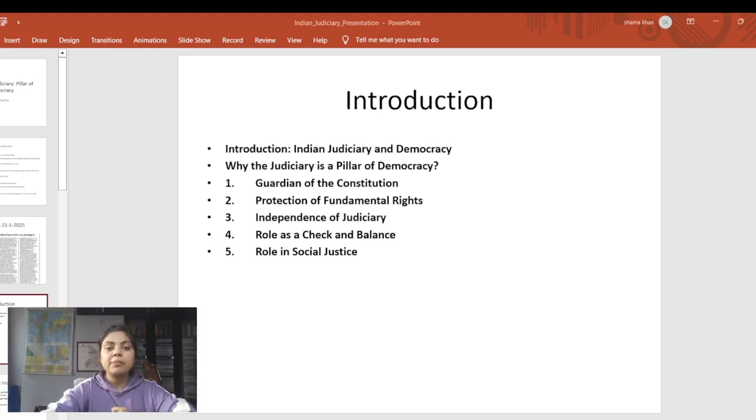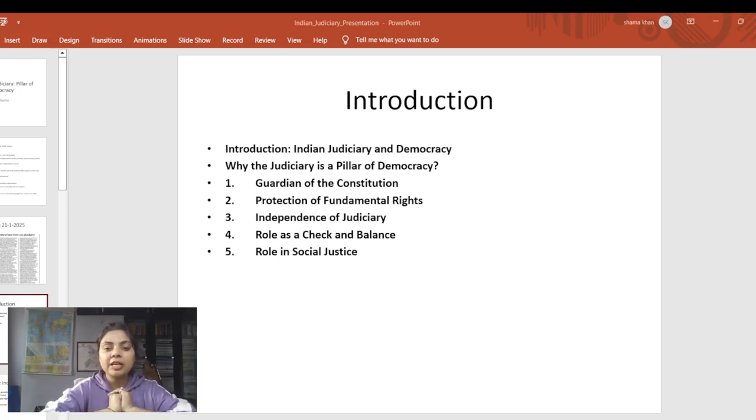The third point is the independence of the judiciary. The Indian judiciary operates independently, free from interference by both the executive and legislature. The Collegium system for judicial appointments and security of tenure for judges ensure its independence. The fourth point is the role of check and balance. The judiciary prevents the misuse of power by the executive and legislature by maintaining the principle of separation of powers as well.